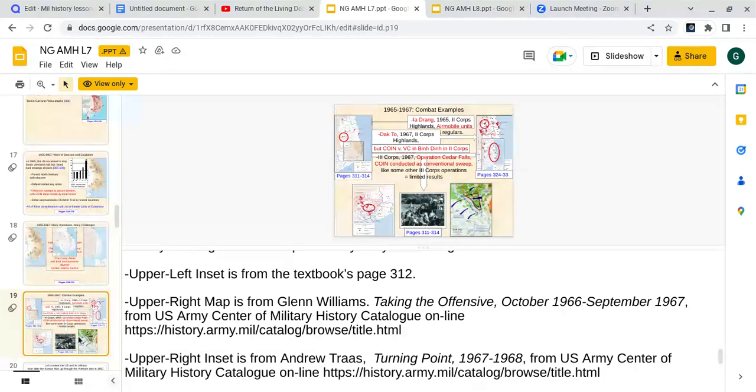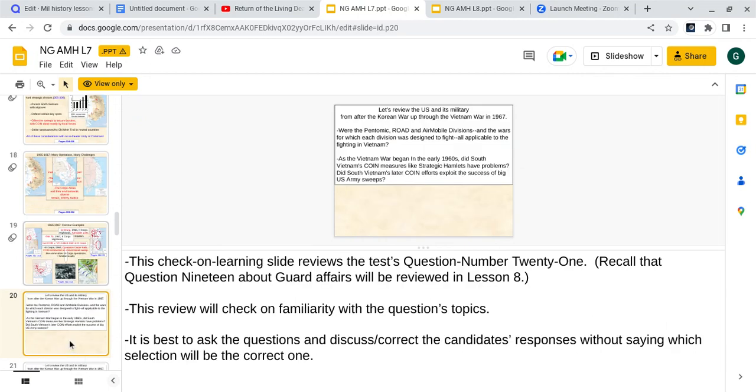But understand the differences between the different types of warfare here. La Drang, we see air mobile units. Dak To, we see up in the highlands, they're using airborne infantry. We're using counterinsurgency to fight guerrilla-type warfare against the Viet Cong in Bin Din. And then in Operation Cedar Falls, we're using conventional sweeps to secure borders. However, a lot of the Viet Cong escaped and were able to fight again another day. So it wasn't totally successful.